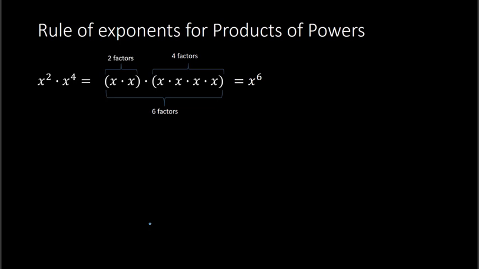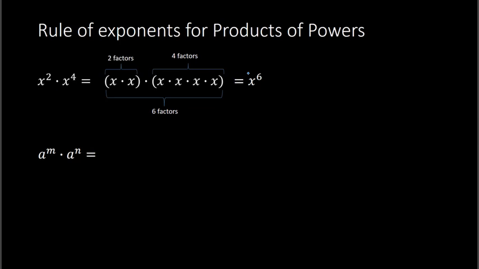x's being multiplied together. Now, we don't want to have to write this out every time. We don't want to expand and have to write every x that we have over here. We want to know how to get from x squared times x to the fourth directly to x to the 6th power, skipping over this intermediate step. So notice, to get from 2 and 4 over to 6, we simply add 2 plus 4. So that is the rule. The rule says that if the bases are the same, and I'm multiplying, then I add the exponents. So I add 2 plus 4 to get 6.